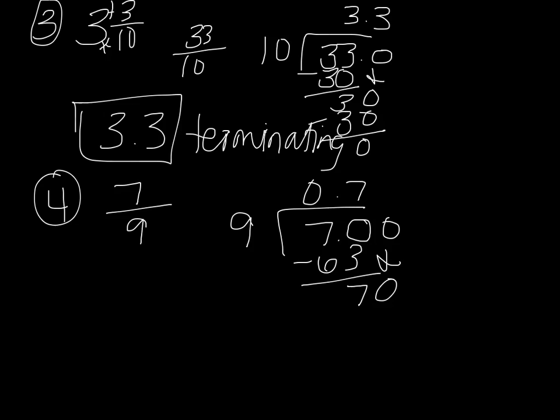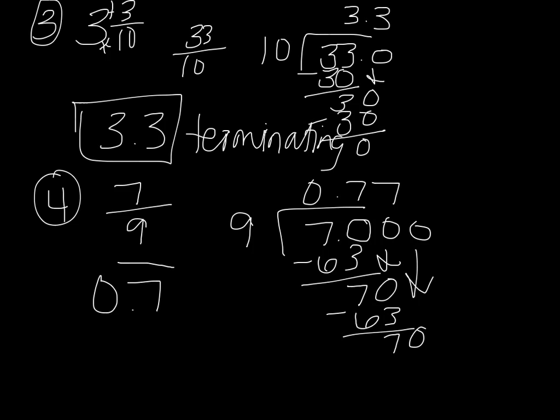I'm seeing there might be a pattern, but let's keep trying it. 9 goes into 70 7 times, which is 63. Left with 7. Bring down a 0. All right, so now I know that every single time I do this, for infinity, so forever, I'm going to get a decimal point of 0 and 7/10, where the 7 is repeating.